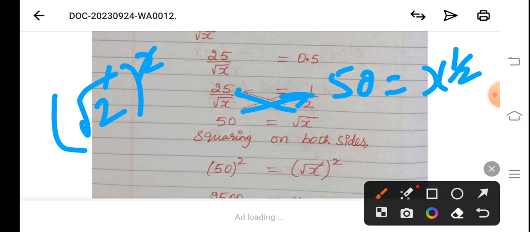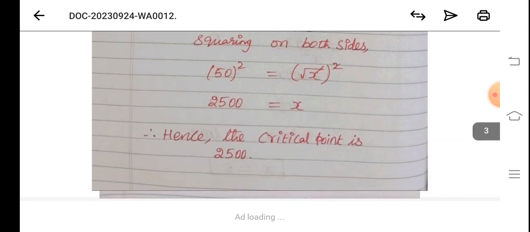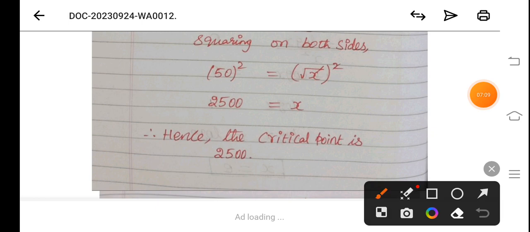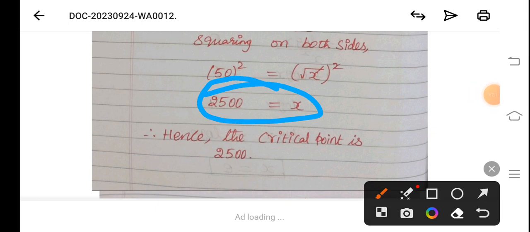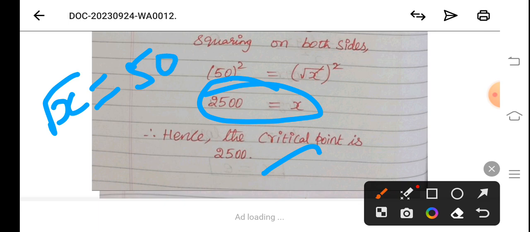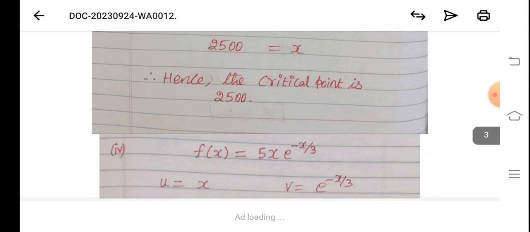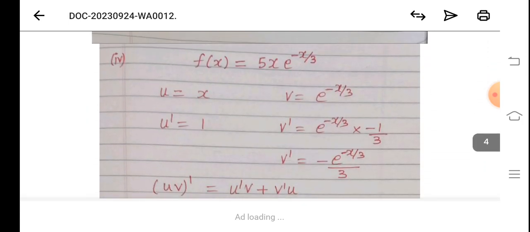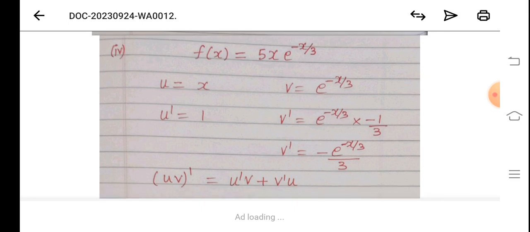So squaring on both sides. 50 square equals root x whole square. So we are ultimately getting x equals to 2500. And the critical point is 2500. Clear? So always remember root x is 50, it doesn't mean x is root 50. x is 50 square, that is nothing but 2500. That alone remember, important.